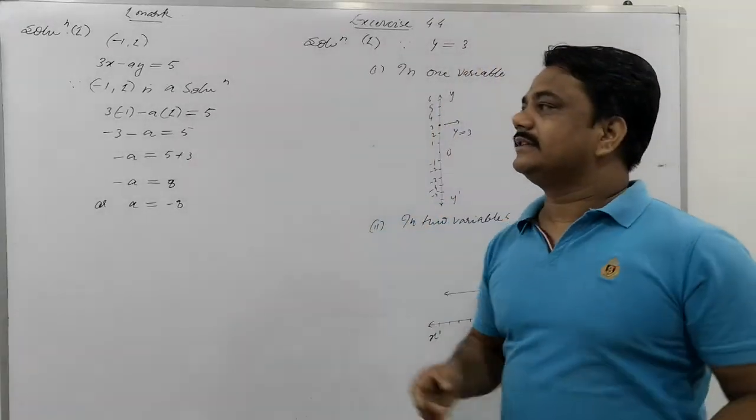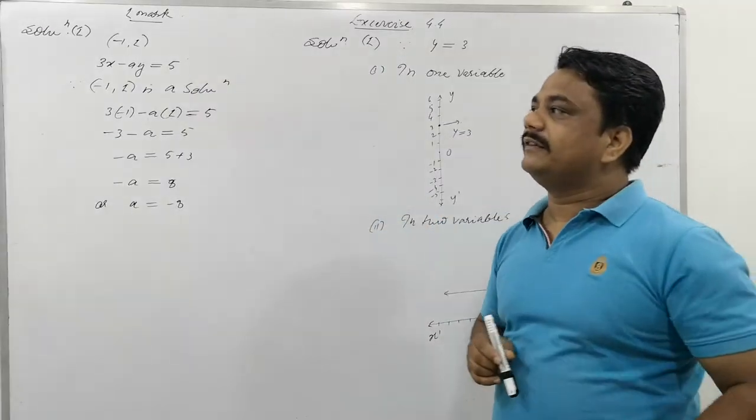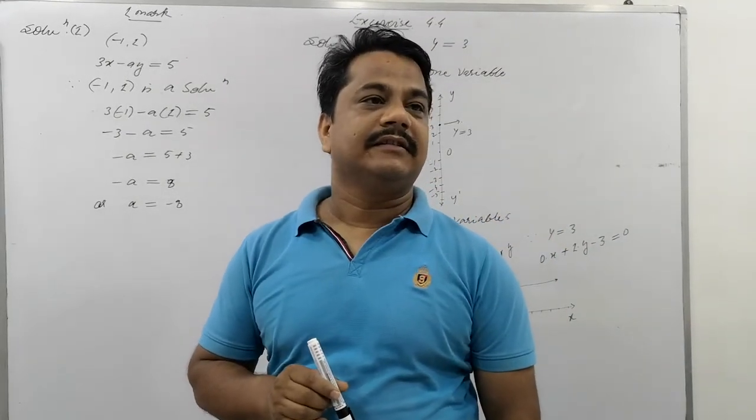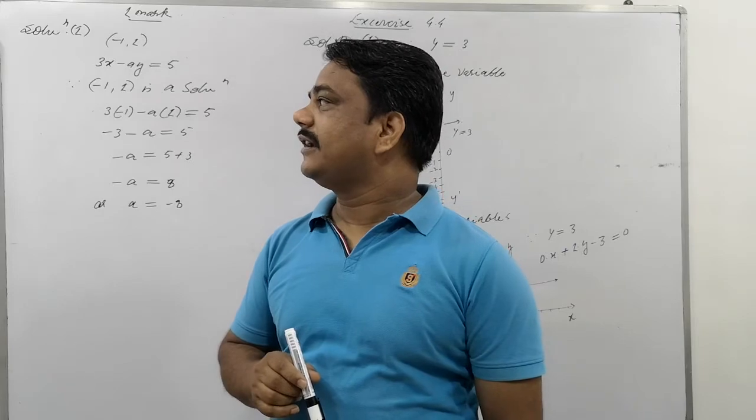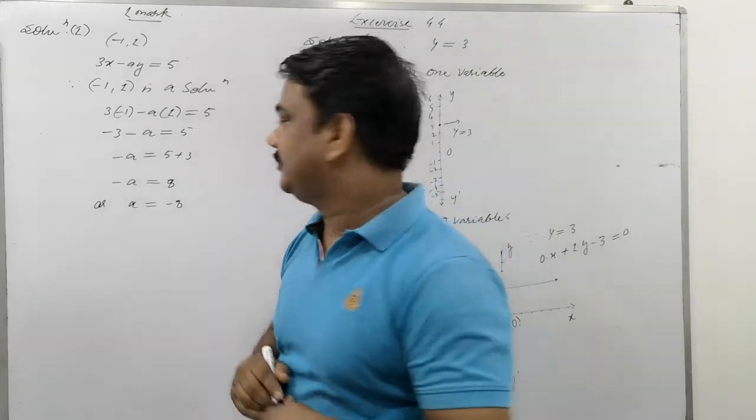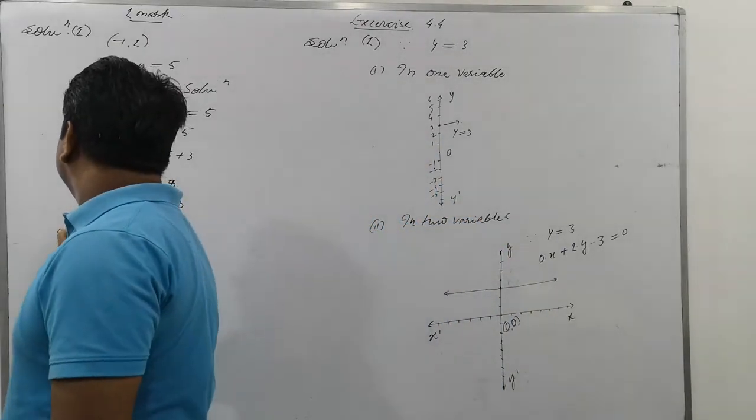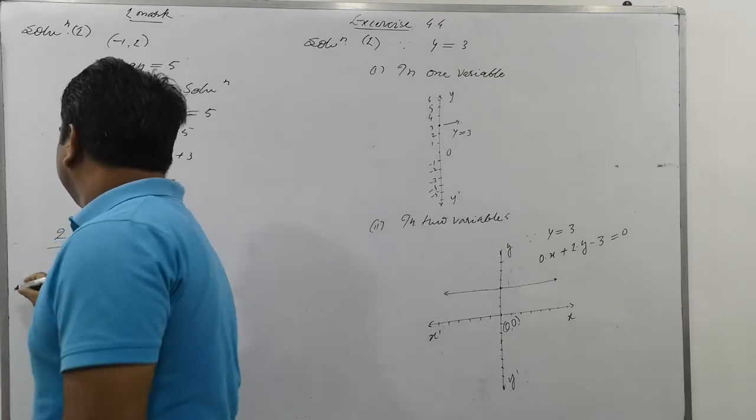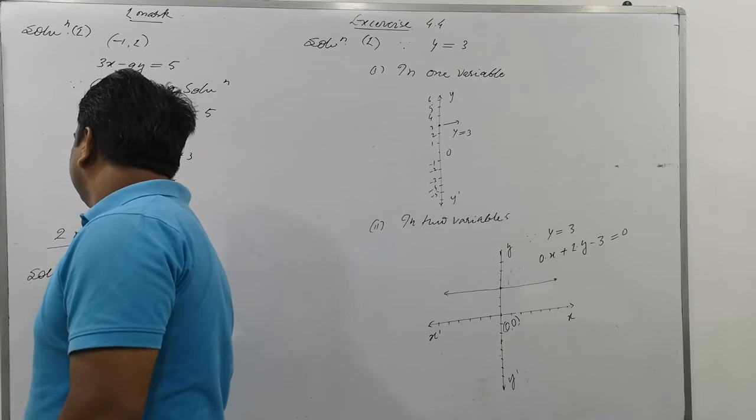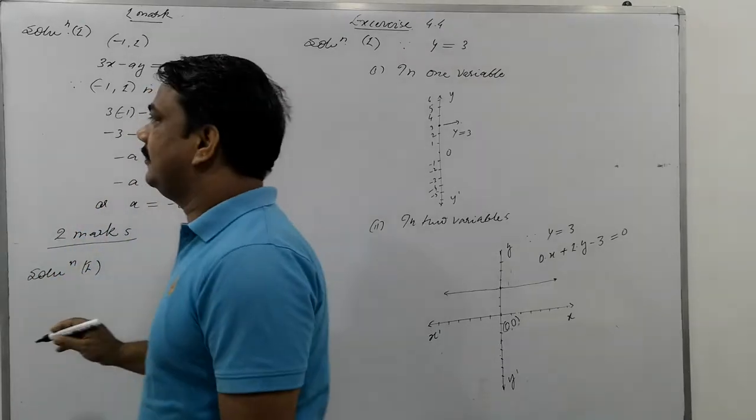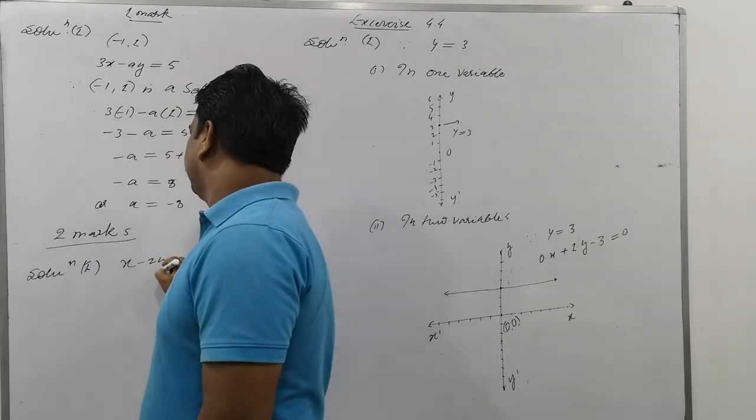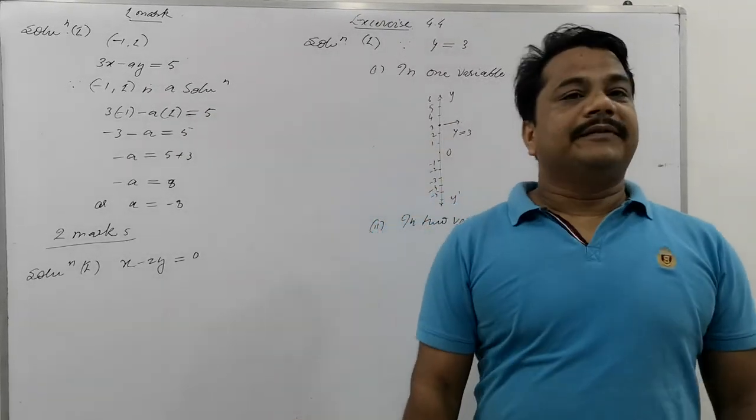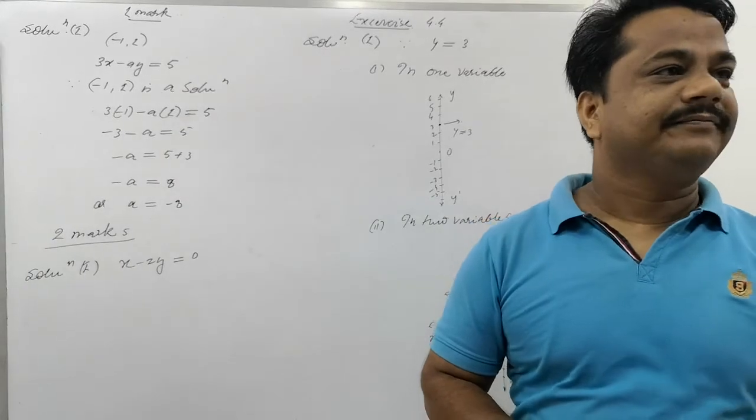Okay. What next is? Draw the graph of the equation x minus 2y is equal to 0. This is given in our book also. So graphical representation. It's a 2 mark question. So you have given this in the test. Yes, I have given this in the test. You are right. We are to draw the graph of the equation x minus 2y is equal to 0. How can we draw the graph?